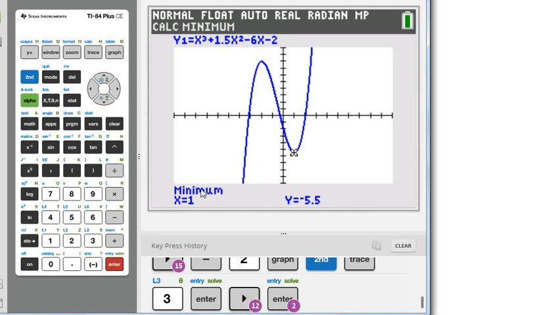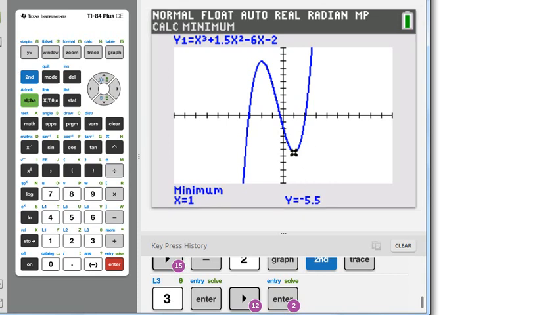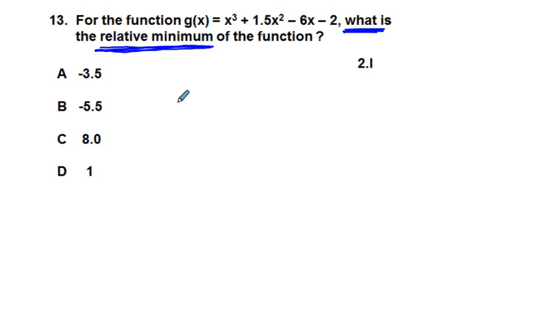in the calculator it says minimum x equals 1. Well, that's really kind of misleading, because the minimum itself is y equals -5.5, and so this x equals 1 is where this minimum of -5.5 occurs. And so because we have the coordinate pair 1 comma -5.5, the answer is going to be this output value, so that's answer choice B.